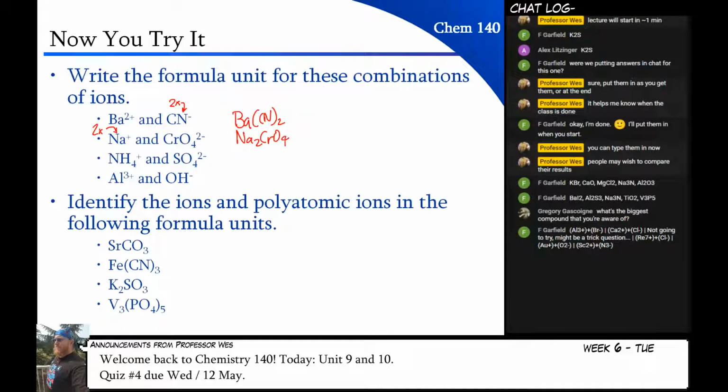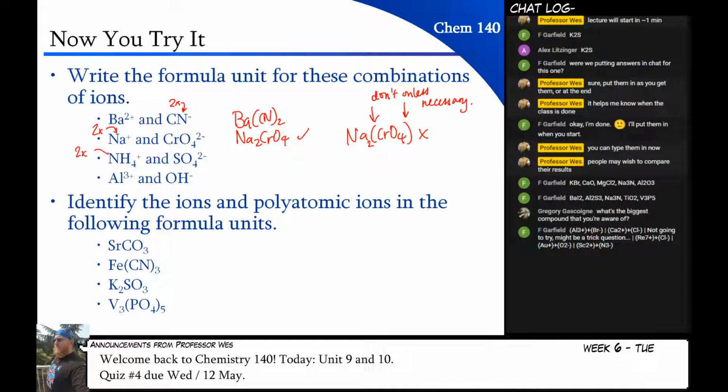Na2CrO4. Notice that if you don't have multiple of the polyatomic ion, you don't need parentheses. So don't do this. Oops, I forgot my 2 there. Don't do this and then not put a number after it if you don't need it, because Canvas will mark it wrong. So don't unless necessary. Okay, so if there's only one of them, it's not necessary. So this is the right answer. This one's not.